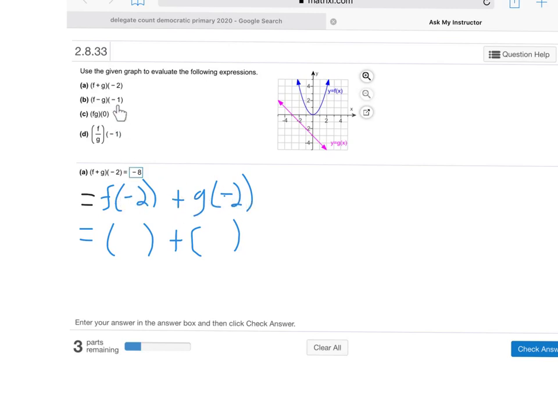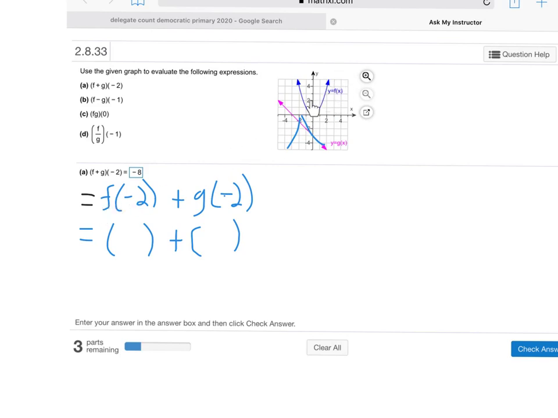So what's the negative 2? Well, that's the domain or the value for x. And so that would be right here. Right there is where x is negative 2. So now you want to find f of negative 2, or the y value for f.